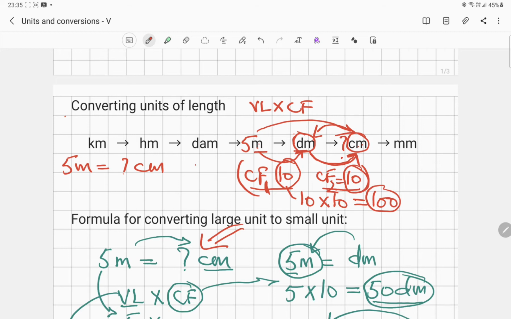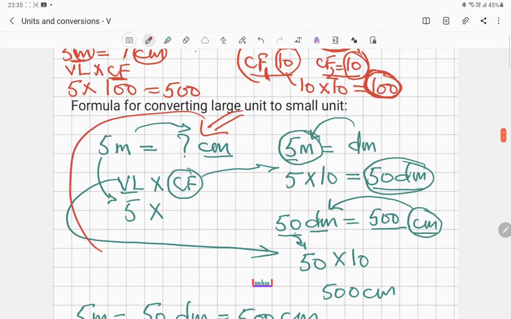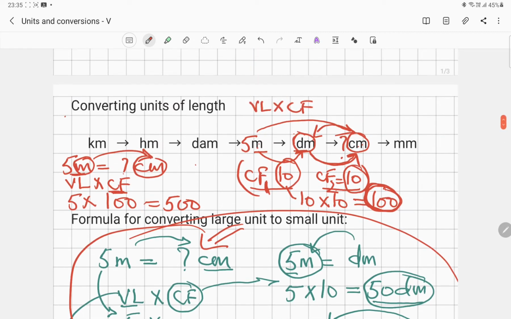I hope you've understood how we got 100. And now we will simply use the formula VL times CF. What is the value of the large unit here? 5. We multiply this by the conversion factor. What is the conversion factor to convert meter into centimeter? Well, 1 meter has 100 centimeters, so the conversion factor is 100. And what do we get? 500. So rather than performing these many steps that we did in our previous video, we can simply perform this simple step by finding the correct conversion factor and converting a more complex unit into a simpler unit.